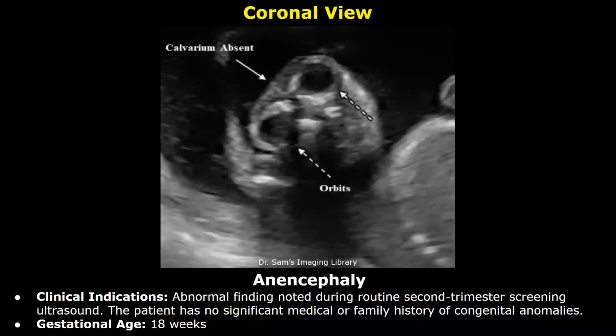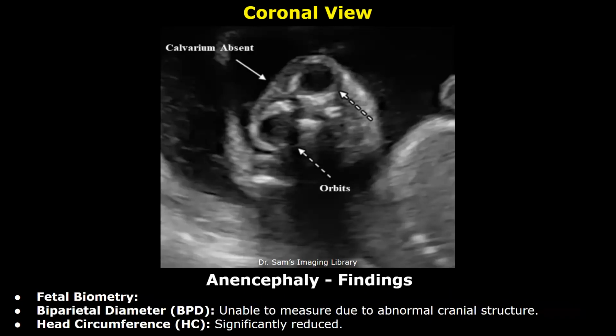This is a report for Anencephaly. Clinical indications: abnormal finding noted during routine second trimester screening ultrasound. The patient has no significant medical or family history of congenital anomalies. Gestational age 18 weeks. These are the findings. BPD, unable to measure due to abnormal cranial structure. Head circumference significantly reduced.